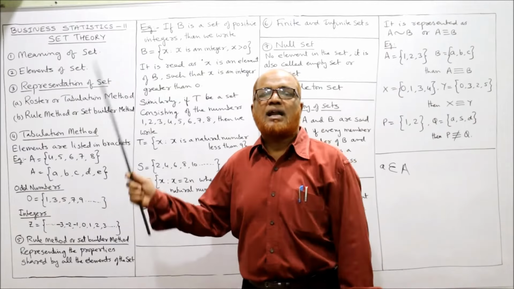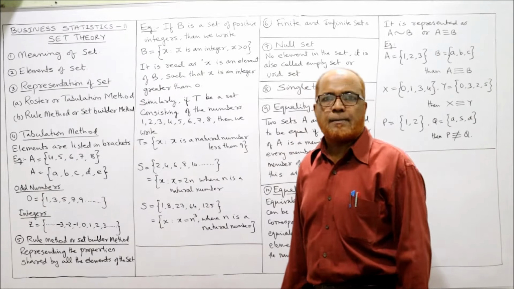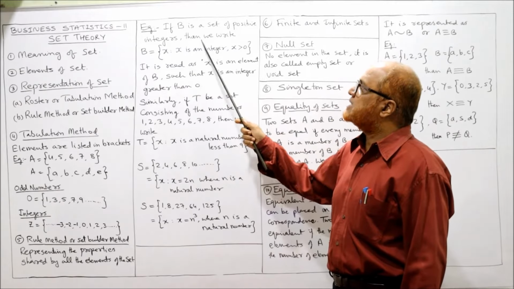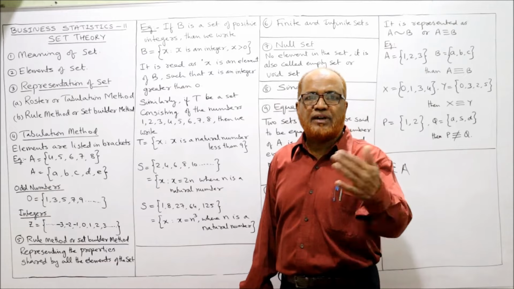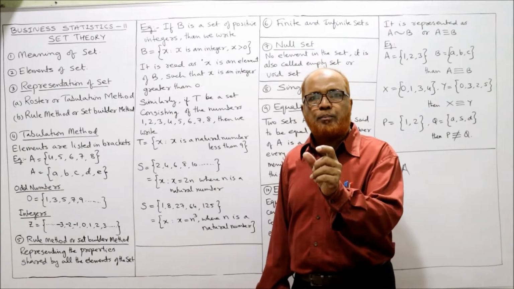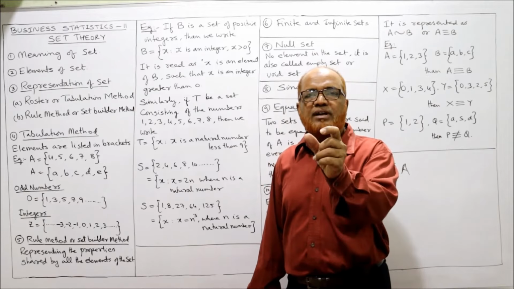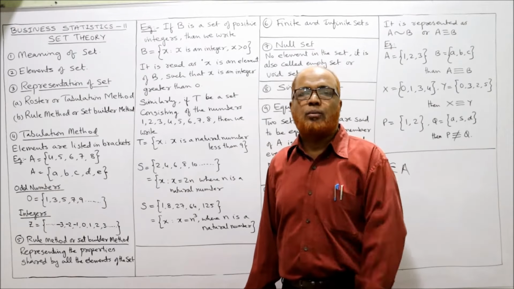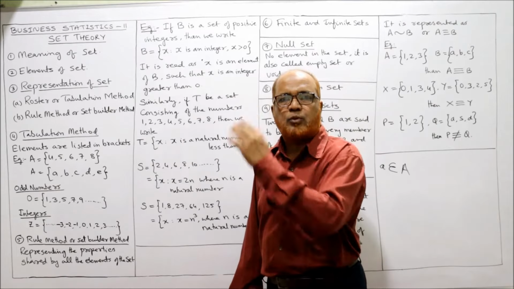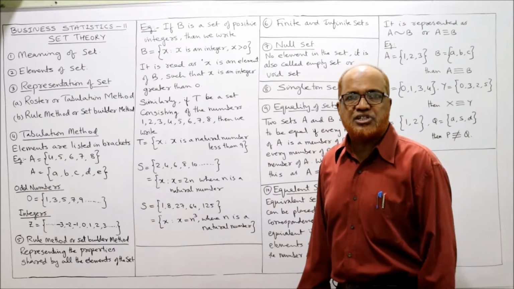Now to make you understand, I have given some examples. The first example: if B is a set of positive integers, then we write positive integers. Integers may be negative, integers may be positive, but we want positive integers. Positive integer means greater than 0: 1, 2, 3, 4, 5, 6 up to infinity. These are the positive integers.